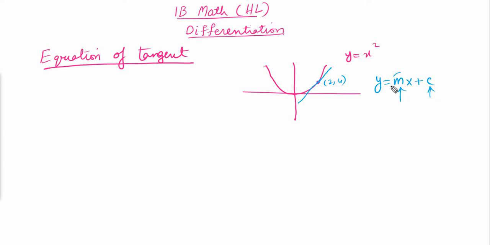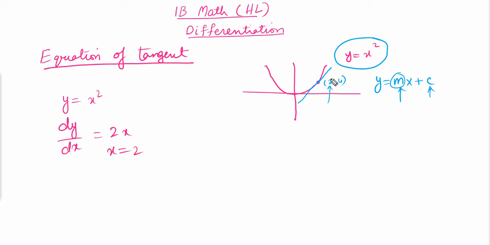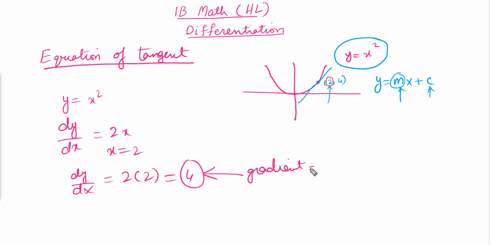First of all, we'll work out the gradient with the help of differentiation. What we do is differentiate this function, and in the answer we'll put the value of x that will be the x coordinate, that will be 2. My function is y equals x squared, so its derivative will be 2x, and I'll put x equals 2 because we have 2 as the x coordinate. So my derivative will be 2 times 2, that is equal to 4. So 4 will be the gradient of this function at this particular point. This is the gradient, or we can represent it with the letter m.